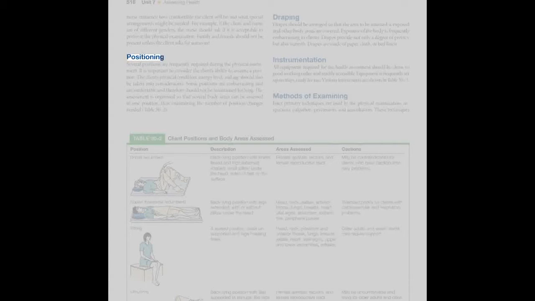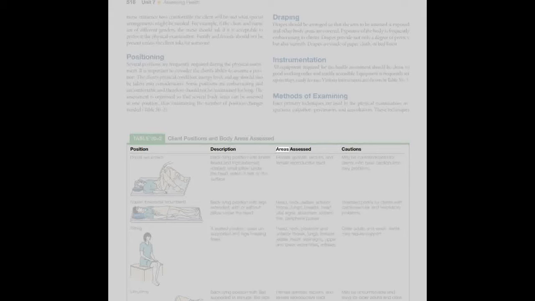Positioning. Several positions are frequently required during the physical assessment. It is important to consider the client's ability to assume a position. The client's physical condition, energy level, and age should also be taken into consideration. Some positions are embarrassing and uncomfortable, and therefore should not be maintained for long. The assessment is organized so that several body areas can be assessed in one position, thus minimizing the number of position changes needed.